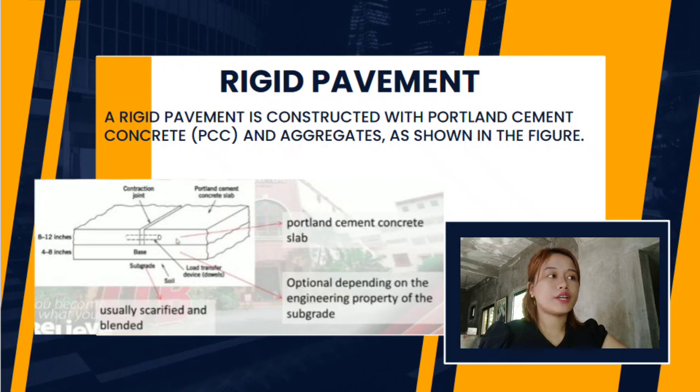So kung magandang engineering property ng subgrade, maaaring hindi na maglagay ng base course. And the topmost layer is the Portland cement concrete slab. As you can see here, we have a load transfer device called dowels. Dowel bars are short steel bars that provide a mechanical connection between slabs without restricting horizontal joint movement. And we have a construction joint, a sawed form or tooled groove in a concrete slab that creates a weakened vertical plane. It regulates the location of the cracking caused by dimensional changes in the slab.